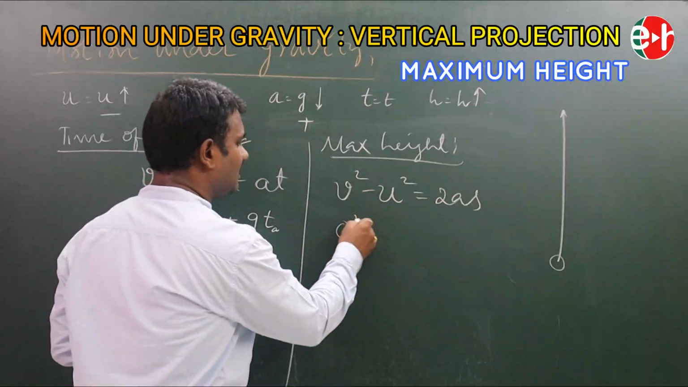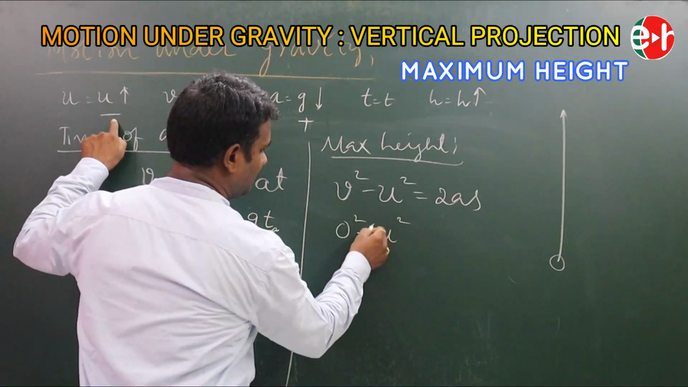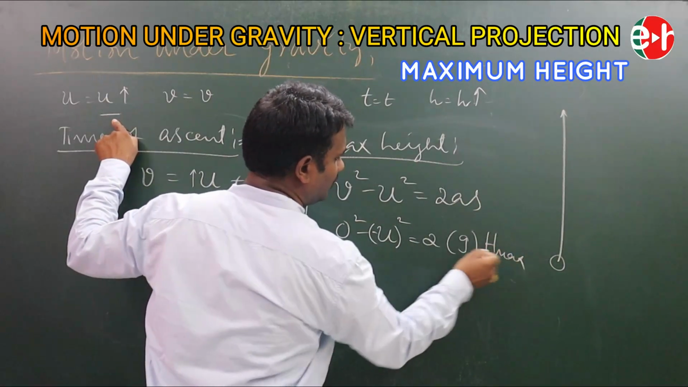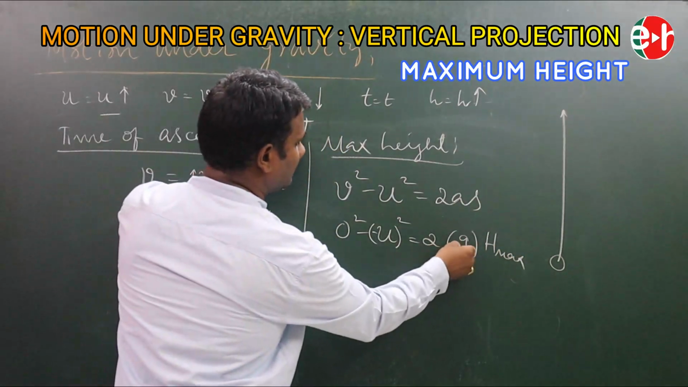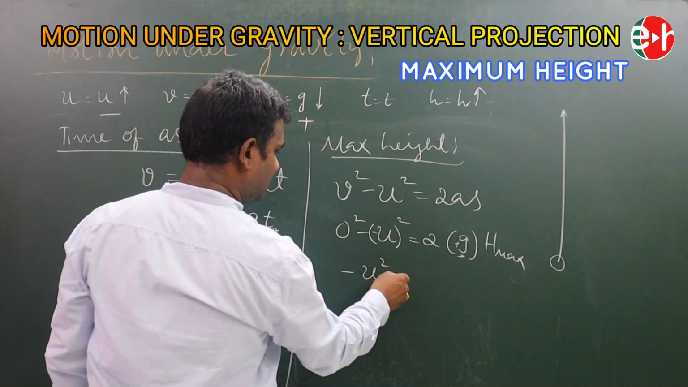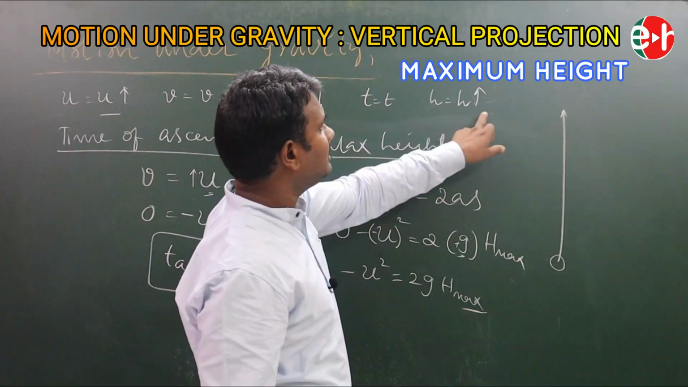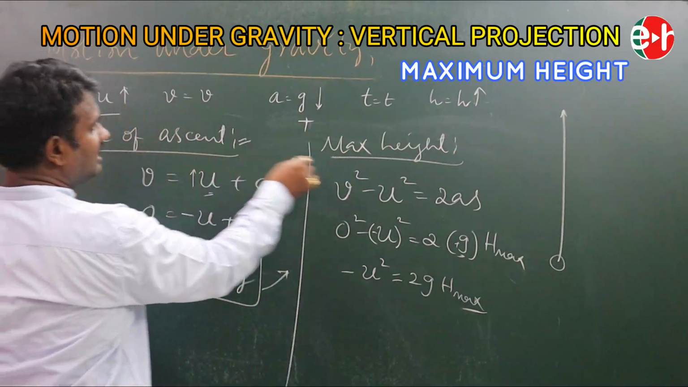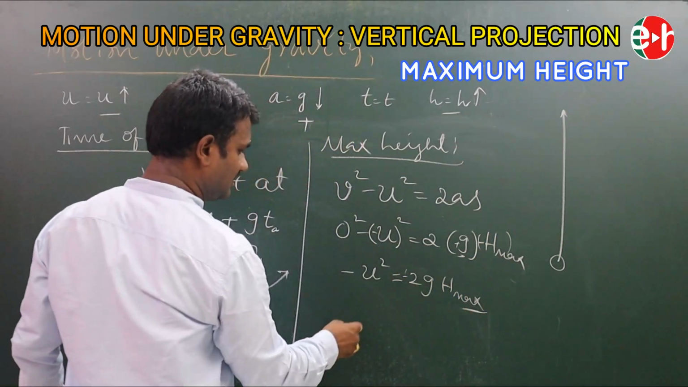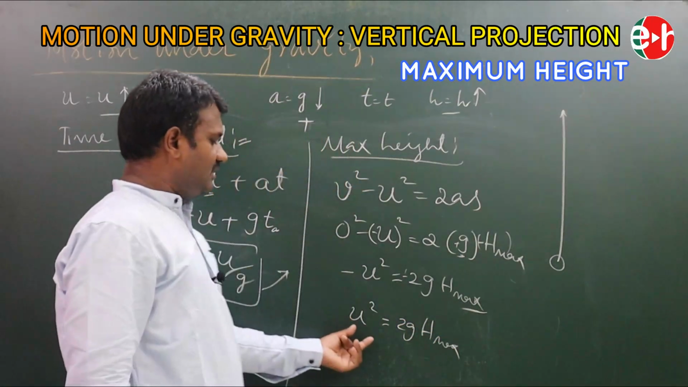So the final velocity becomes 0 square minus u square. What about this u? Upward direction, negative. So negative whole square is equal to 2 into, instead of a I can write g, into s, which means h max. What about this g? It is taken as positive. So this is minus u square equal to 2 into g into h max. What about this h? H is in the upward direction, so upward is taken as negative. So I have to take negative here. So this negative gets cancelled, and u square is equal to how much? 2g h max.